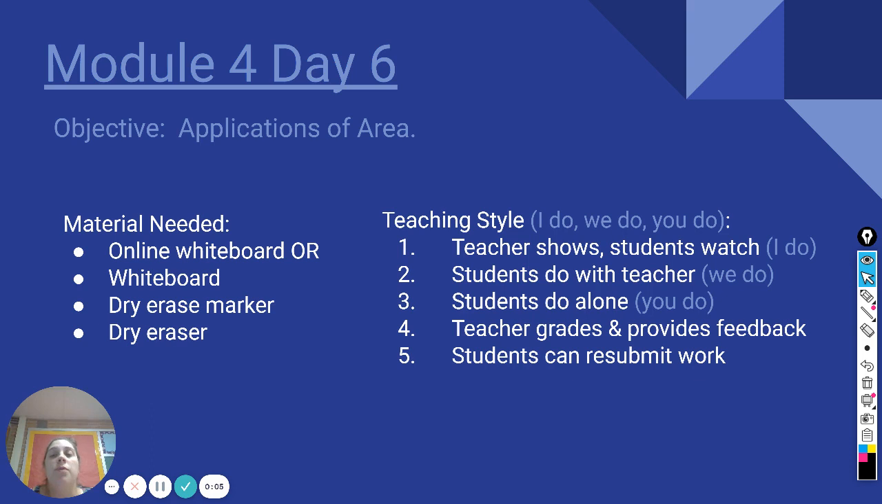Today we're doing Module 4, Day 6. The objective is applications of area. This will be our last lesson before the Module 4 assessment. The materials needed for today are your online whiteboard or your whiteboard, dry erase marker, and dry eraser. And we're going to follow the teaching style where I do it, we do it together, and then you do it on your own.